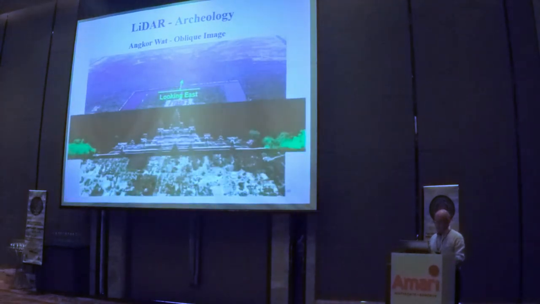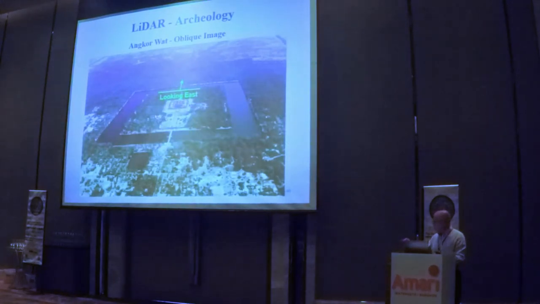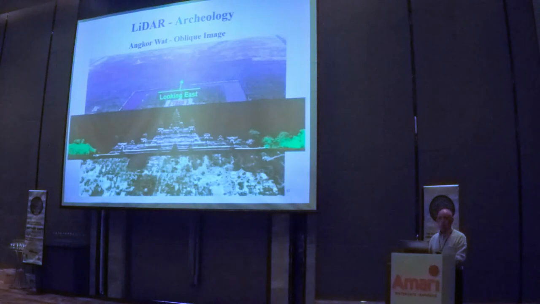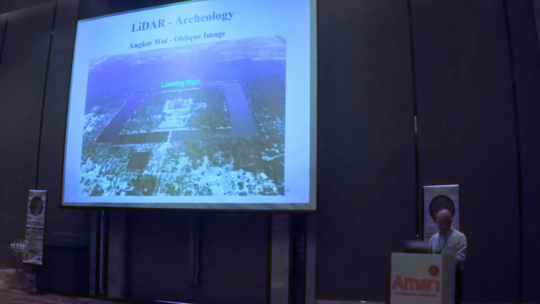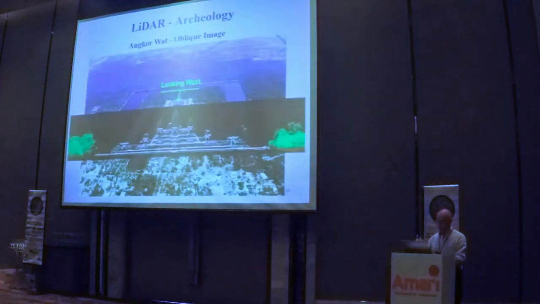Now, I showed before a view pointing to the east, and this is a profile looking east, right? And this is Angkor Wat. Now, Angkor has been depicted by millions of points. You can see the towers, the main tower, and the lateral towers. So we do the same thing looking west, and you have another aspect of Angkor Wat. You could do this for all the cardinal points, and you can do a 360 degree view if you wanted to.